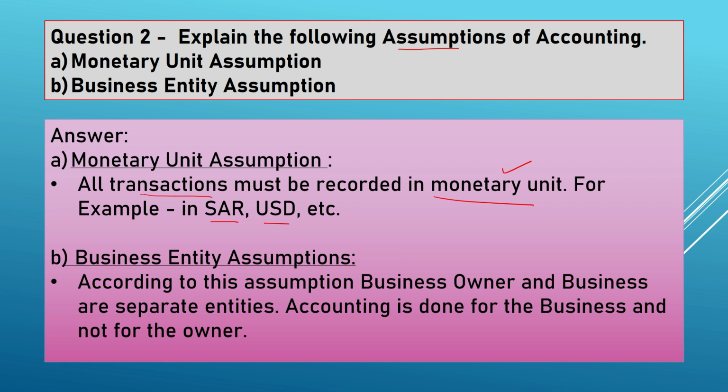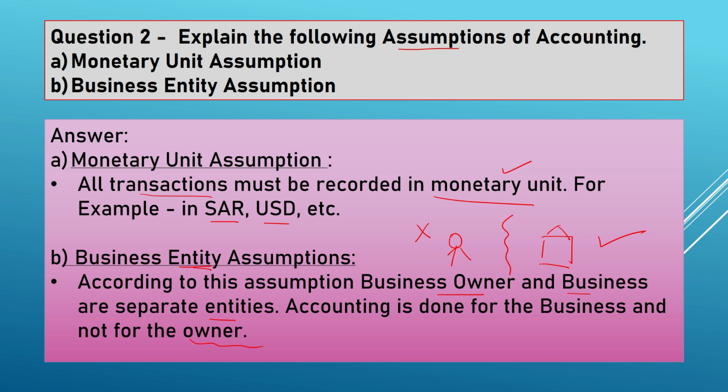The second assumption is business entity assumption. This assumption says that the business owner and the business organization are 2 different entities. Both are not the same. You cannot mix them. When you make the accounting, it is not for the owner but for the business. So that's why all the amount invested by the owner is actually the internal liability of the business.